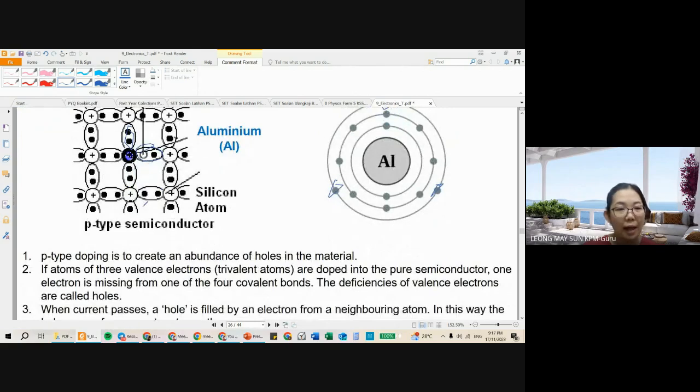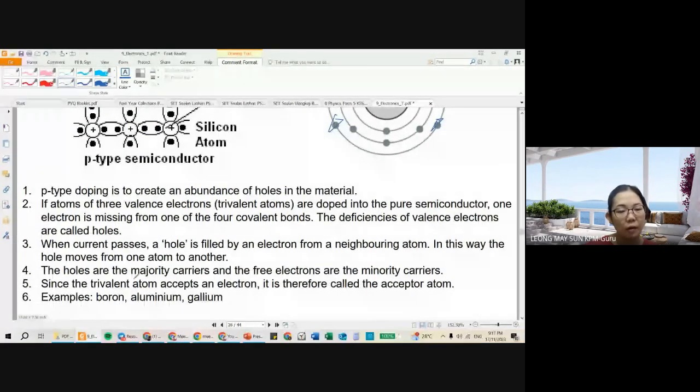Okay, so what will happen is when the temperature increases, the electrons will start to move. They will jump and fill up the hole. So when they fill up the hole, the holes will now become the majority charge carrier, while the electrons, while moving, will become the minority charge carrier. All right, so the holes are the majority charge carrier, while the free electrons are the minority charge carrier. And since a trivalent atom accepts electrons, it is called the acceptor atom. Examples of trivalent atoms are boron, aluminium, and gallium.